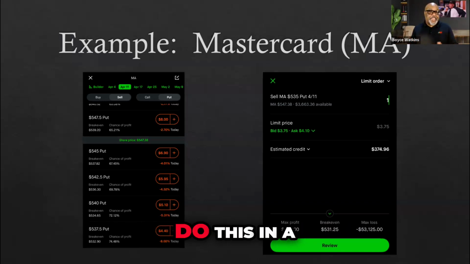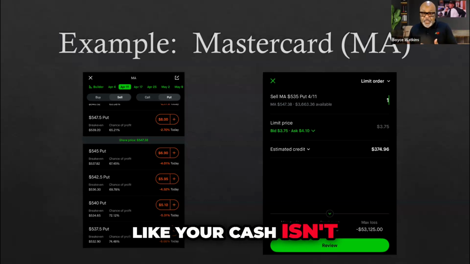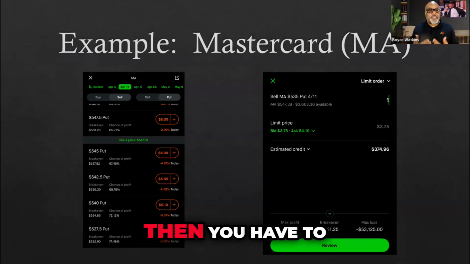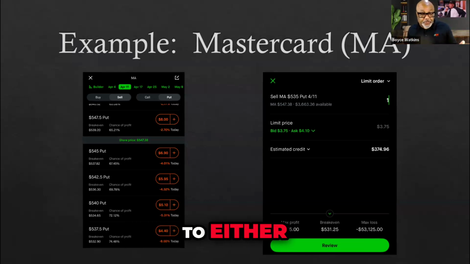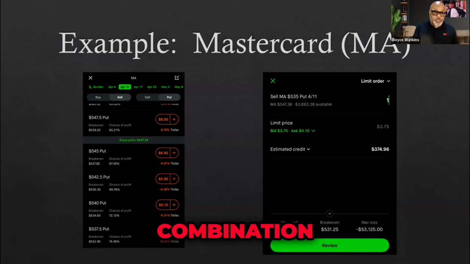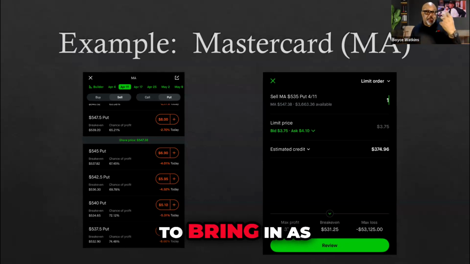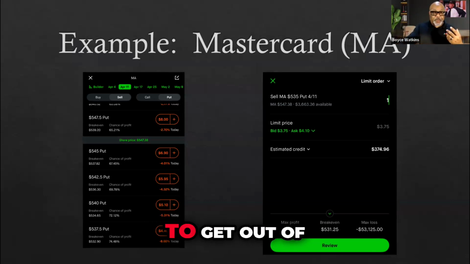And if you have to do this in a cashless way, like your cash isn't at a level that it needs to be, then you have to sell time or space, meaning that you have to pick a strike price and expiration date combination that will allow you to bring in as much money as you have to pay out to get out of the old deal.